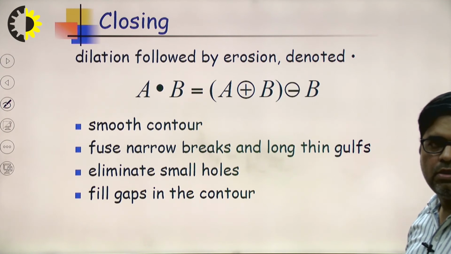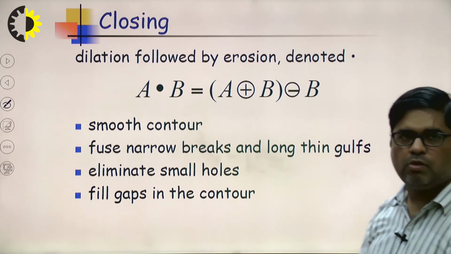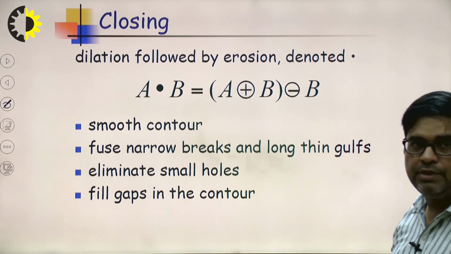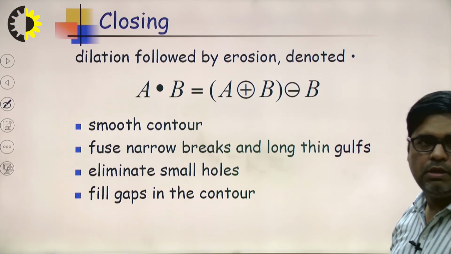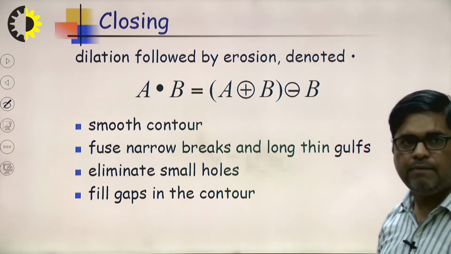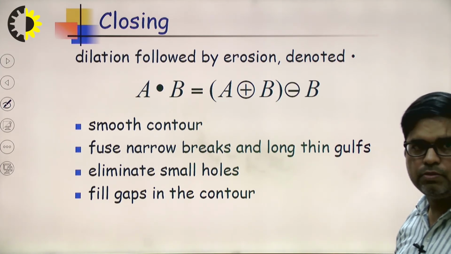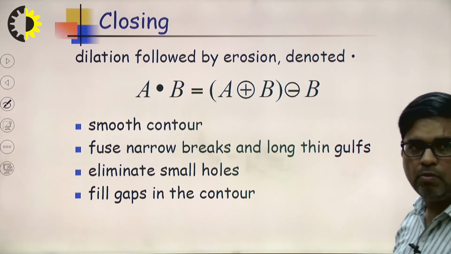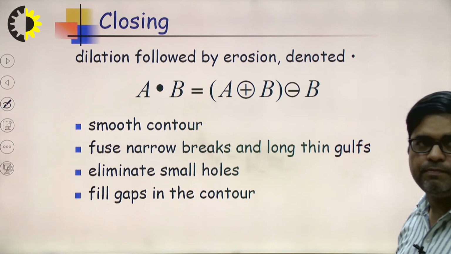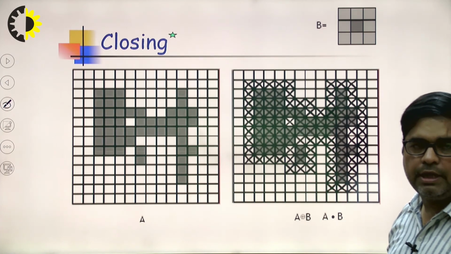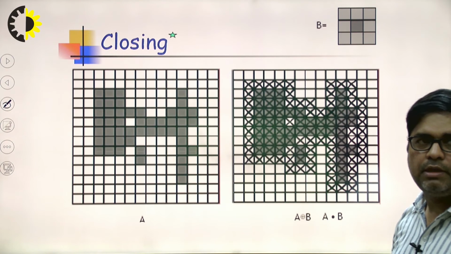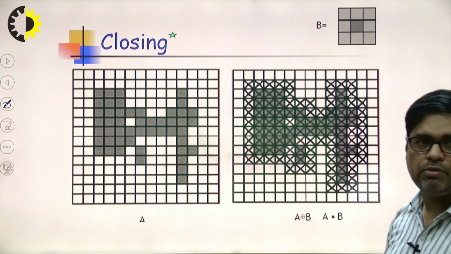Closing. The closing operation is just the opposite of the opening. In the closing operation, first we have to apply the dilation operation, then erosion. The applications of closing are that it will smooth contours, fuse narrow breaks and long thin gulfs, eliminate small holes, and fill gaps in the contours. So again, in the closing operation, first we apply the dilation, then we apply the erosion operation.